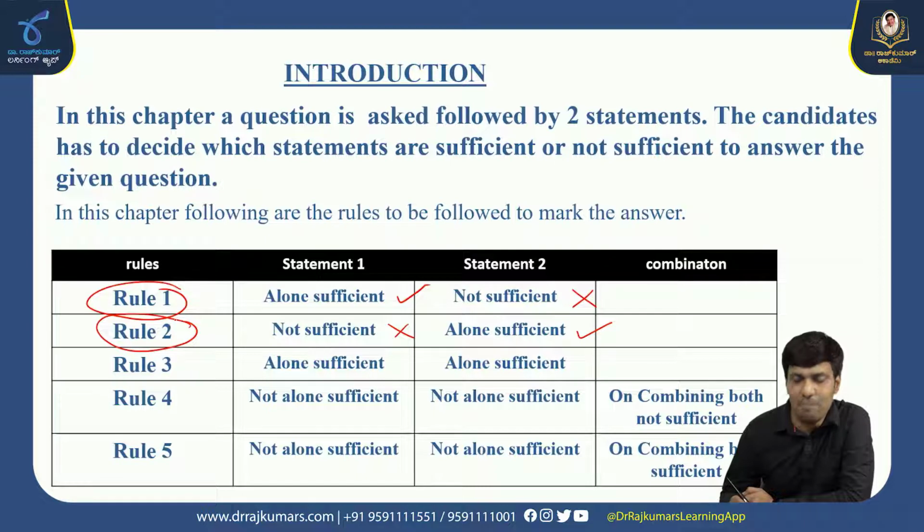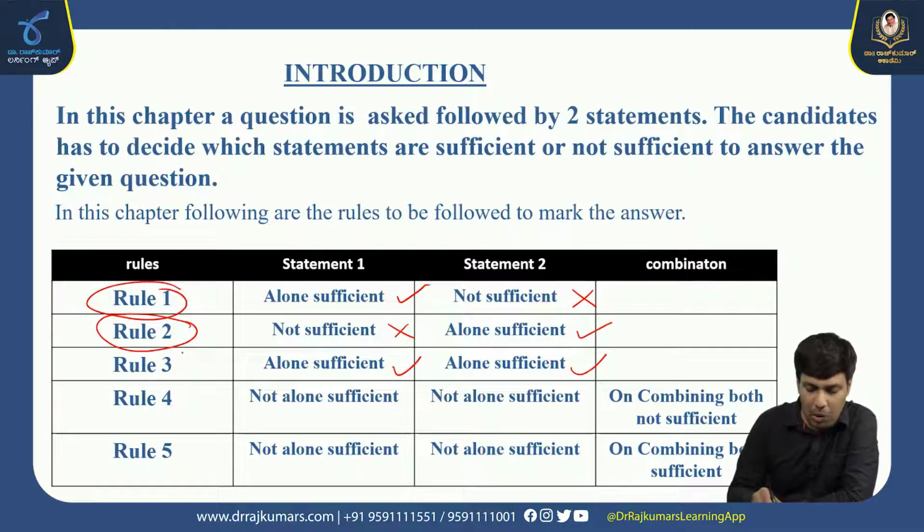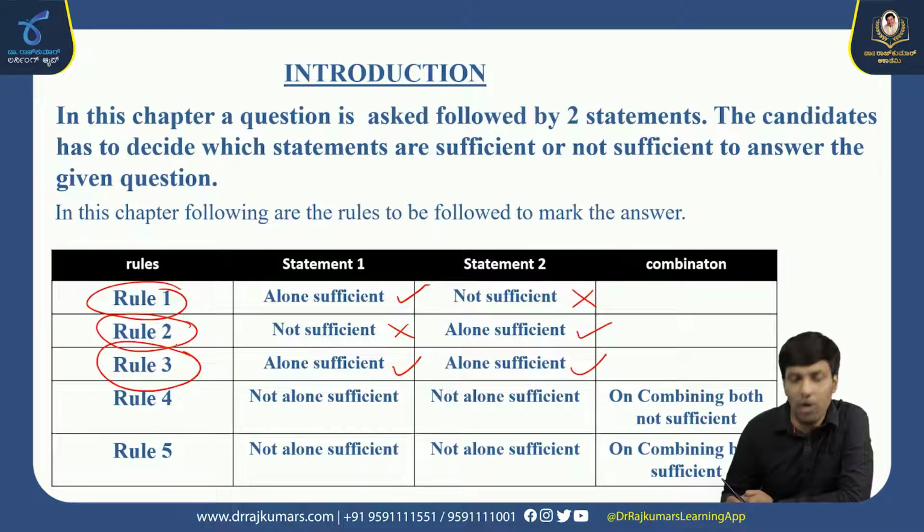Rule number 3, both are independently sufficient. Whenever both statements are independently sufficient, you need to mark your answer as rule number 3. Coming to rule number 4, statement 1 is not sufficient and statement 2 is also not sufficient. Whenever statement 1 fails and 2 also fails, then you need to combine both the statements for verification.